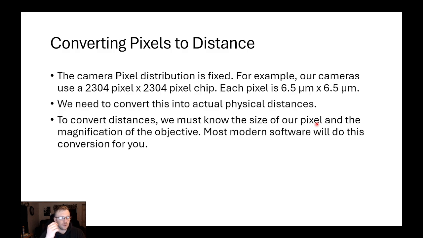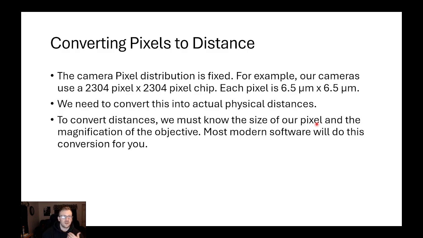Well, we don't report things in biology in terms of pixel size. We report things in terms of microns, centimeters, real distances that we can actually handle. So we need to be able to take that fixed distribution and fixed pixel size from our camera, and we need to convert that into a physical distance. So we want our bacterium to not be half a pixel in size. We want our bacterium to be 3 microns in size. How do we do that?